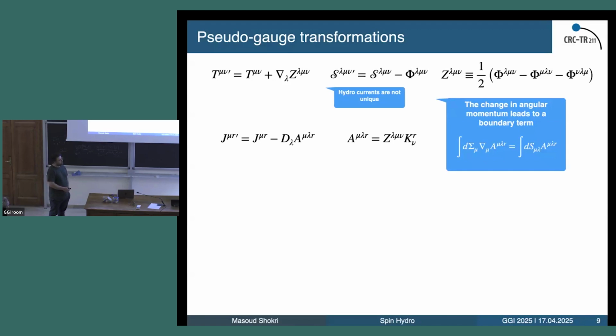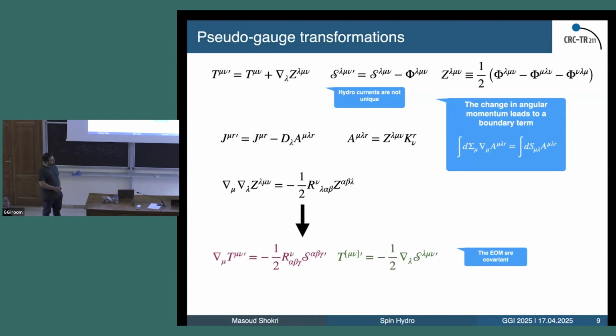The extra term in the charge current is the divergence of an anti-symmetric tensor. So, according to Stokes' theorem, after integrating over this, it only gives rise to a boundary term, and you can throw it away. And the other thing is that then you use this equation, the solution for Z, and this shows you that the equations of motion remain the same under pseudo-gauge transformation. Basically, if you use the Belinfante pseudo-gauge, this goes to zero, and this becomes trivial.